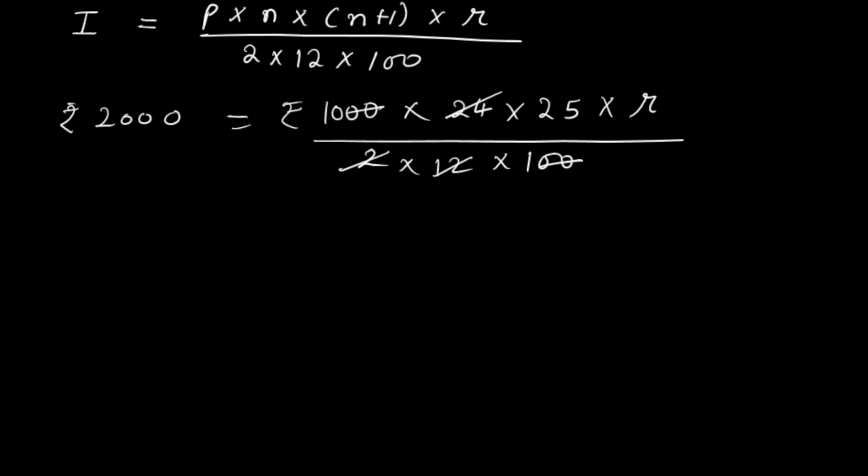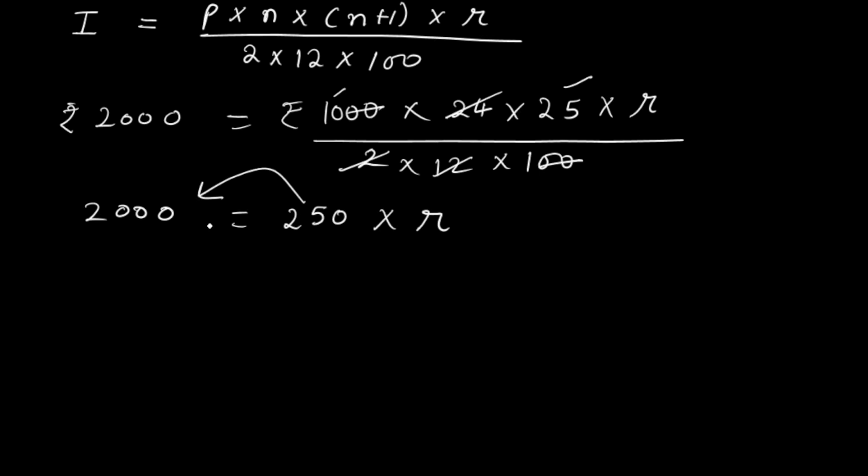2 into 12 is 24. That we can cancel. Now we are left with 2000 on this side. So 110 is there. 10 into 25, we can write 250. 250 into R. Other than that nothing is there.